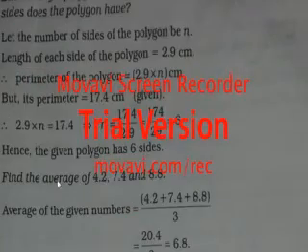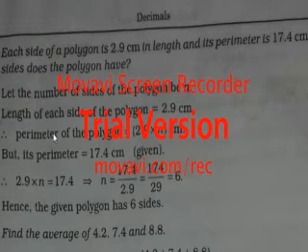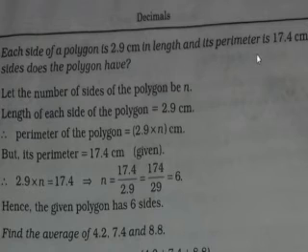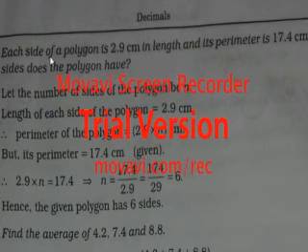So you can see here, students, example number 16. It has been said each side of a polygon is 2.9 cm in length and its perimeter is 17.4 cm. How many sides does the polygon have? It has been said each side, that means every side is equal. That means this is a regular polygon. I hope all of you know that all sides of a regular polygon are equal.